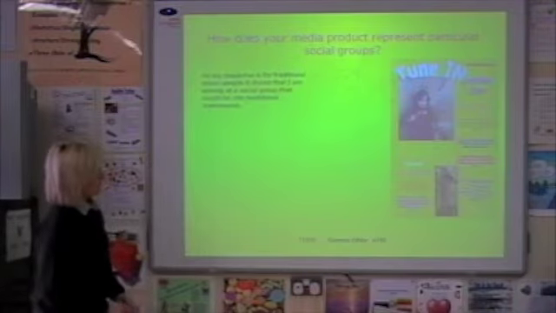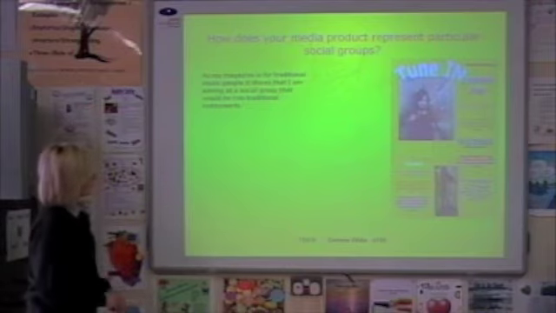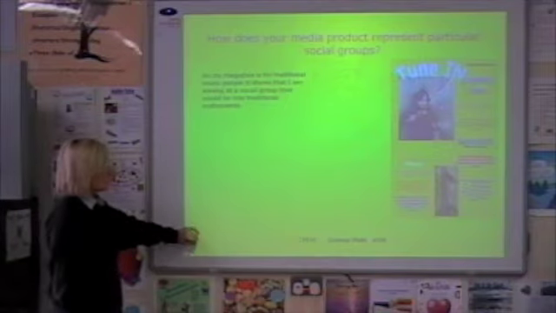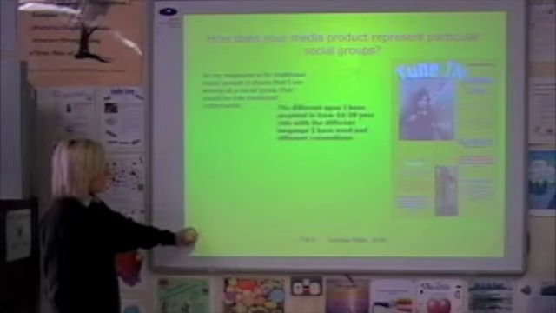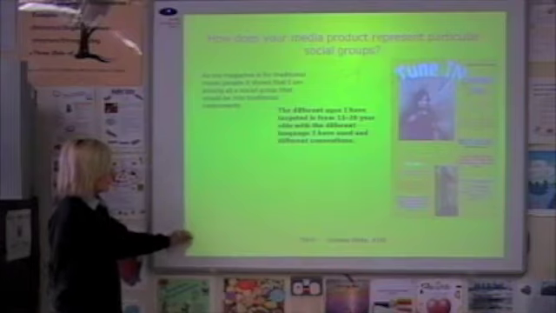How does your media product represent particular social groups? As my magazine is for traditional music people, it shows that I am aiming at a social group that would be into traditional instruments. The different ages I have targeted are from 11 to 20-year-olds, with the different language I have used and different conventions.